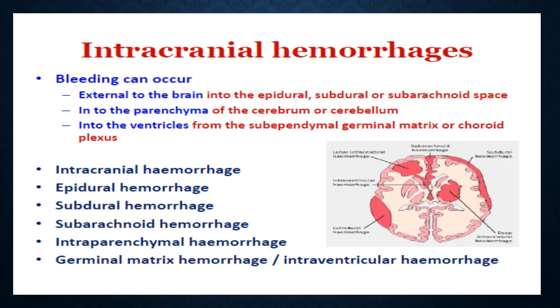Talking about the last type of the skull injuries, which is the intracranial hemorrhages. If you study the intracranial hemorrhage in adults, it's the same in the fetus or the newborn. The bleeding can occur external to the brain, into the epidural, subdural, or subarachnoid space, or into the brain parenchyma of the cerebrum or the cerebellum, or into the ventricles from the subependymal germinal matrix or choroid plexus.